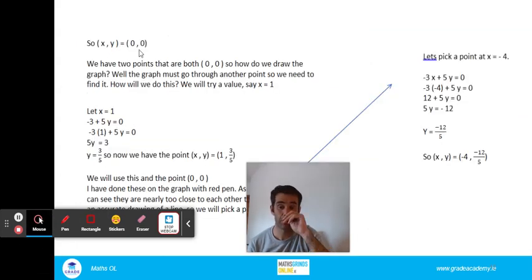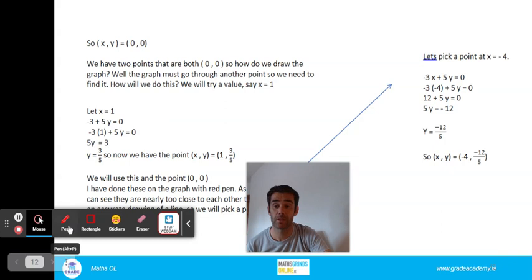x, y is equal to 0, 0. So we've got 2 points and they're both 0, 0. So we don't really know what to do. So we're going to try a different value. As you can see on the last line there, we're going to try the value x equals 1 this time. When x is equal to 1, we're going to sub this in again.